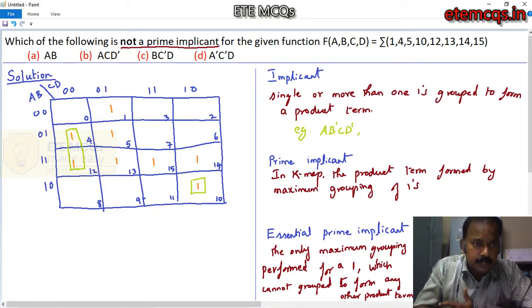So what you get is B is constant in both the cases. So it is B C dash D dash. So this is an example for implicant.